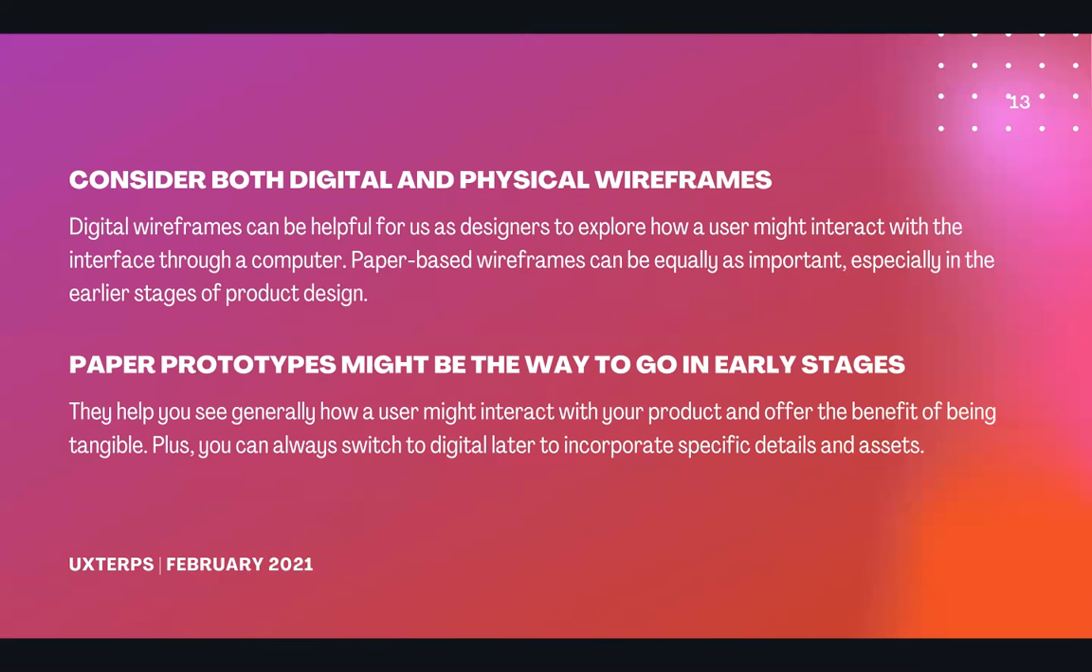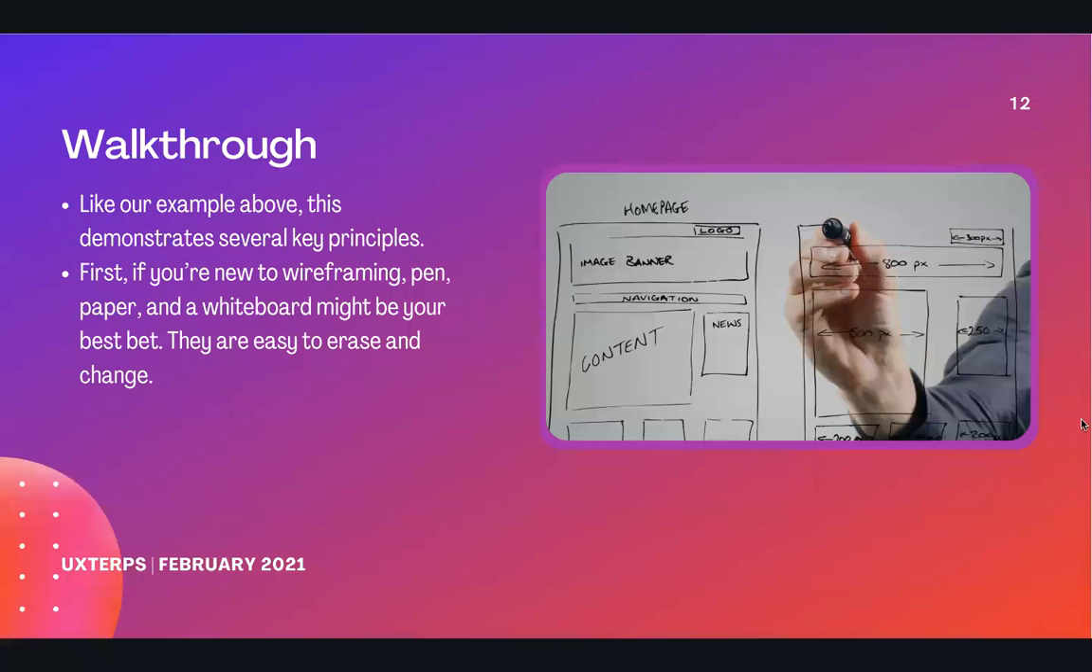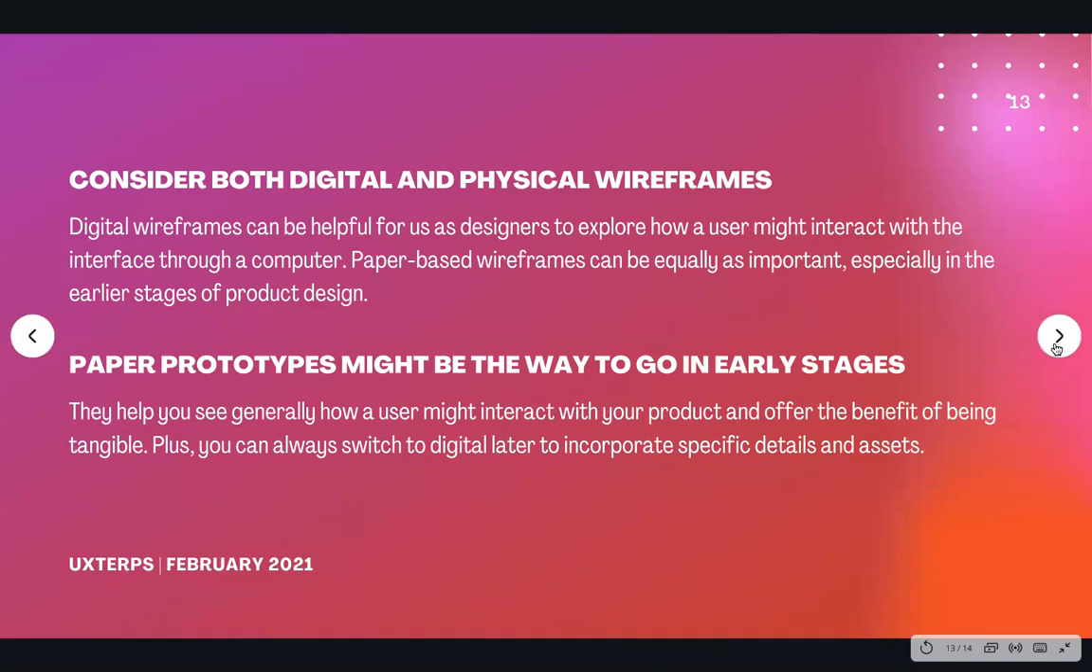And paper prototypes might be really helpful to you, particularly in the earlier stages. They can help us generally see how a user is interacting with our product, and they offer the benefit of being tangible, right? So we can always switch to digital later to incorporate specific details and assets, because just like you saw in those previous examples, this is very basic and it's deliberately basic. But if we wanted to add some accents, incorporate color later or other visual cues, that might be best on a digital wireframe, but it's ultimately up to you.